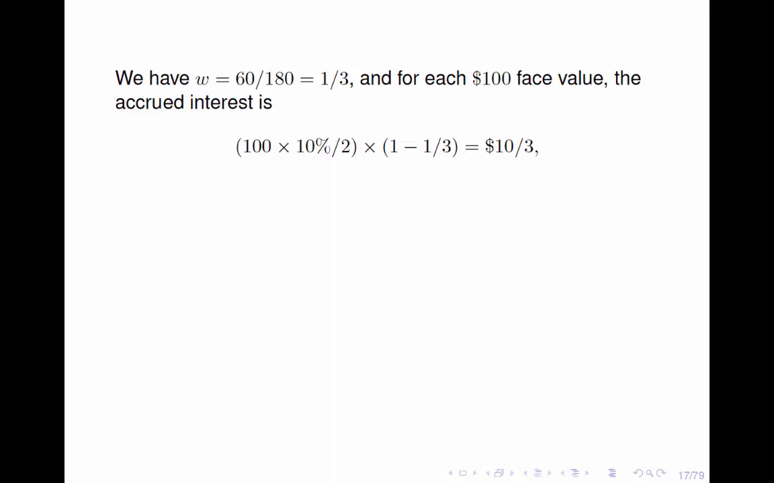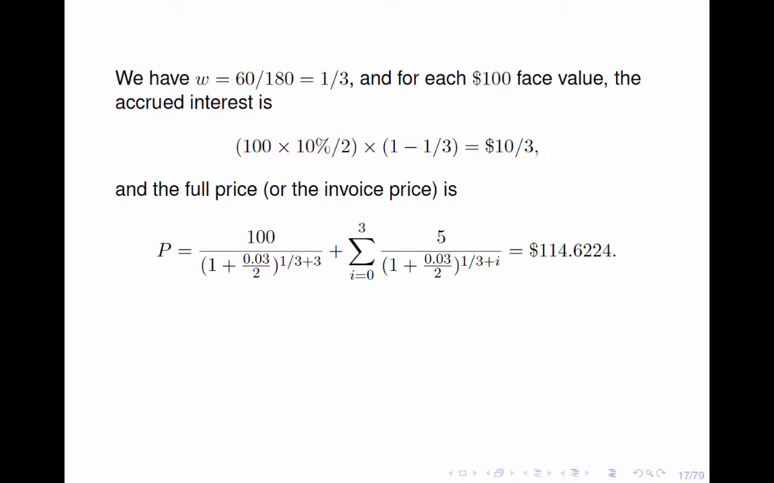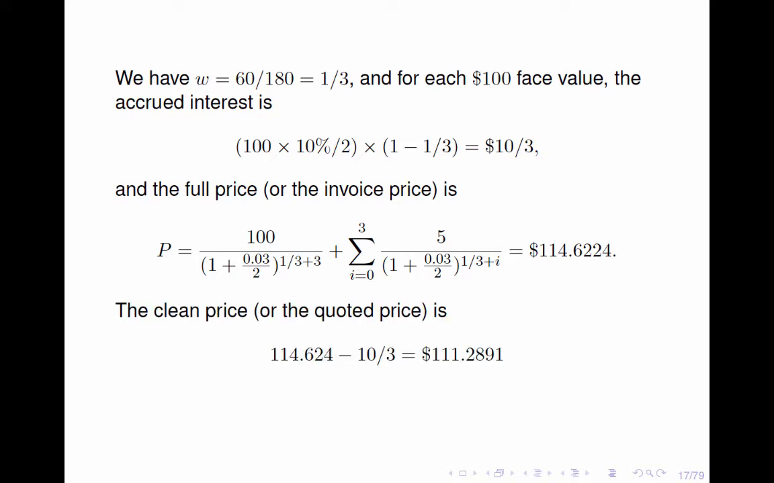And for each $100 face value, with 10% coupon rate, paid every half a year, the accrued interest for the seller can be calculated as follows. And the full price, or the invoice price, can be obtained by the formula given earlier. Subtracting the accrued interest from the full price, we can get the quoted price, or the clean price for this bond.